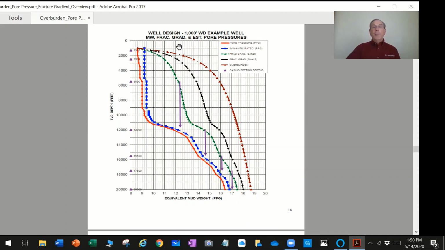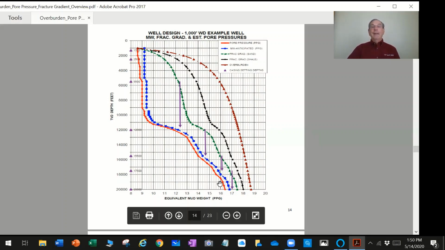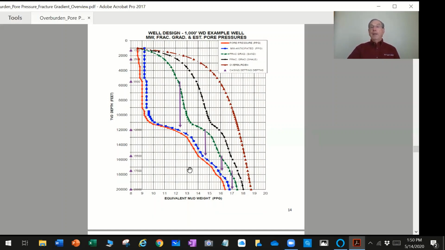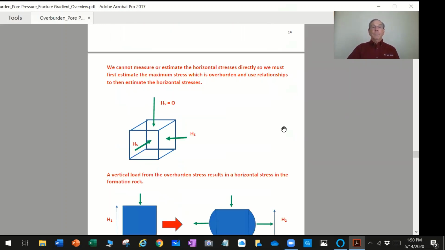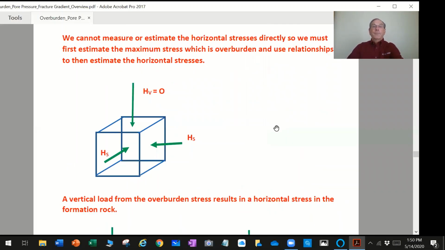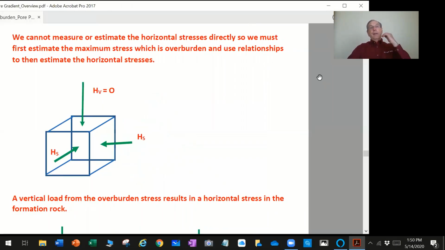So we've already talked about how we can estimate overburden. Then we can use the best method that we have available to estimate pore pressures, and then using the overburden and pore pressure, we will estimate values of sand and shale fracture gradients. So that's where we're headed next. It's estimating fracture pressures. We cannot measure or estimate horizontal stresses directly. So we must first estimate the maximum stress, which is overburden, and then use relationships to estimate the horizontal stresses.